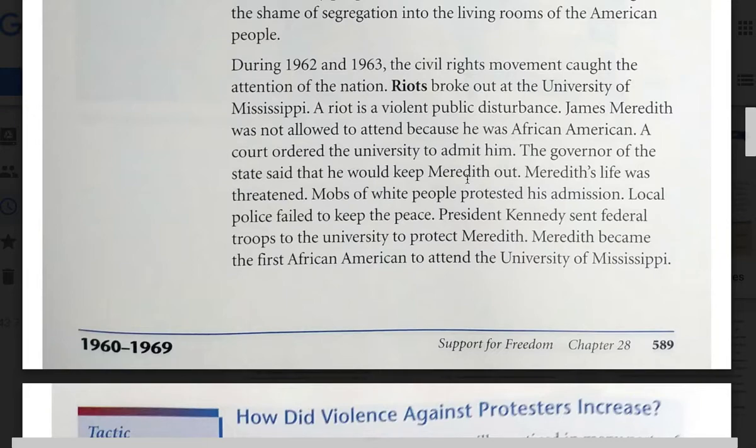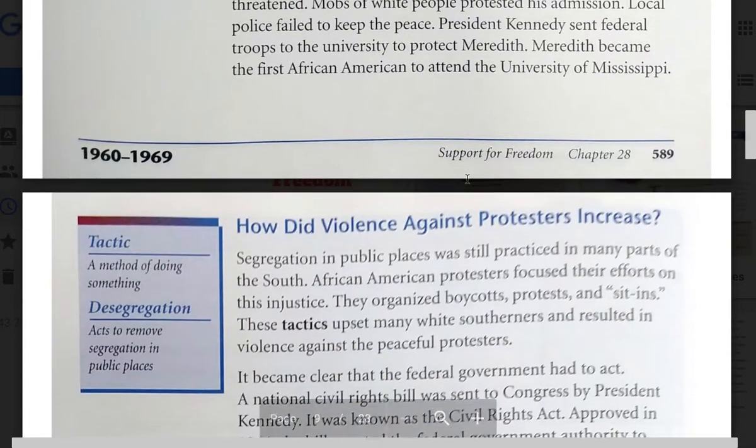The governor of the state said that he would keep Meredith out. Meredith's life was threatened. Mobs of white people protested his admission. Local police failed to keep the peace. President Kennedy sent federal troops to the university to protect Meredith. Meredith became the first African American to attend the University of Mississippi.